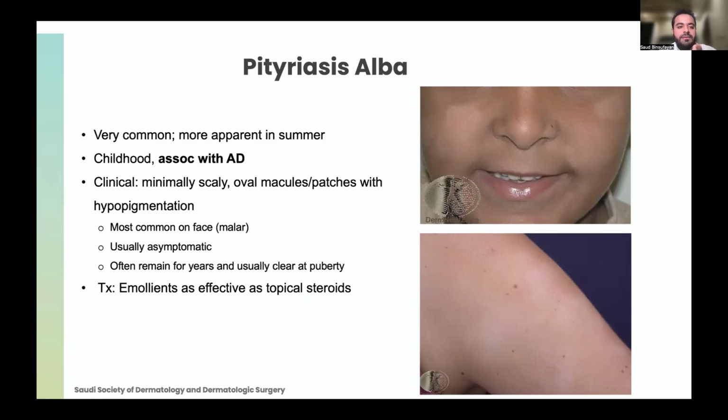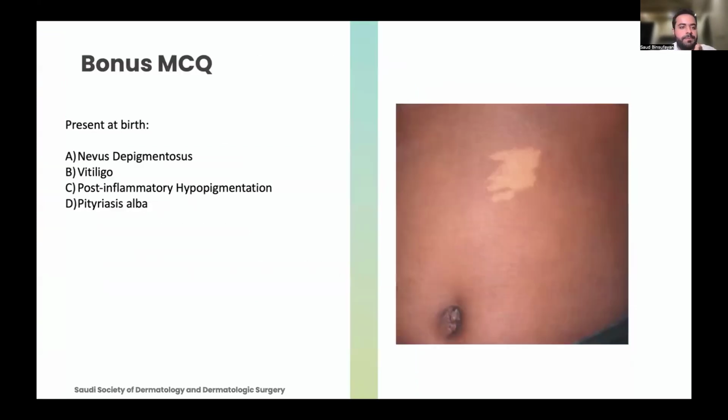This is very classic. It is associated with atopic dermatitis most of the time, and it's oval in shape, macules or patches. And for the treatment, we use basically emollients. And sometimes of course, we have to treat the underlying condition. We like to use tacrolimus here as well, sometimes.